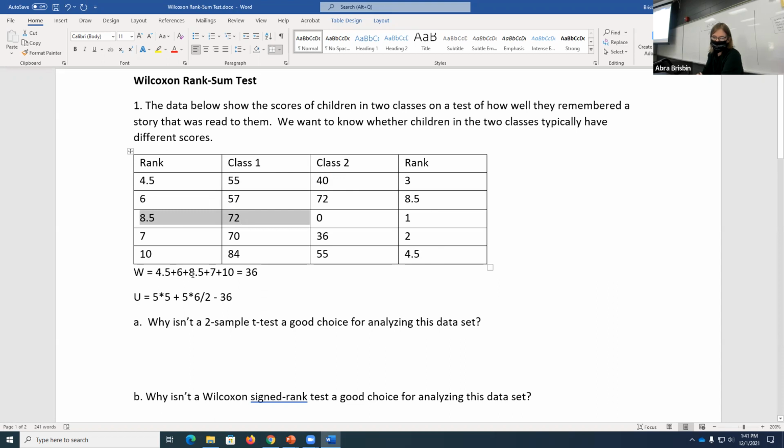So then W is the sum of the ranks in sample 1. So if we choose that to be class 1, then we get W equal to 36. And then U is 5 times 5 plus 5 times 6 divided by 2, and then minus W. So that ends up being 4.